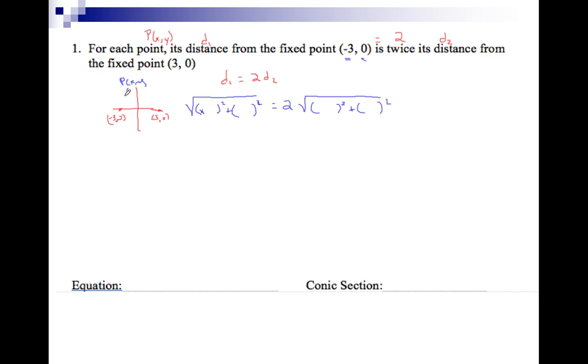Its distance. So how do you write the distance from negative 3, 0? X minus negative 3, y minus 0. Of course, you don't have to put 0. Is twice its distance, it being xy, from this other point. How do you write the distance from P to another point? How do you write that distance to the point 3, 0? You take x and subtract the second x, 3, y, and subtract the second y, 0.